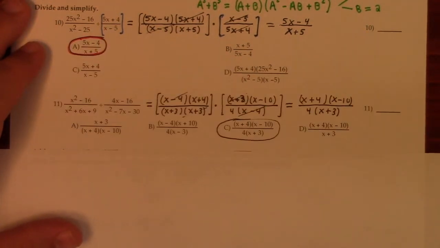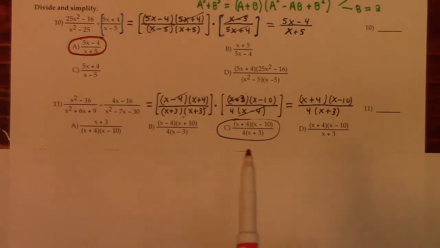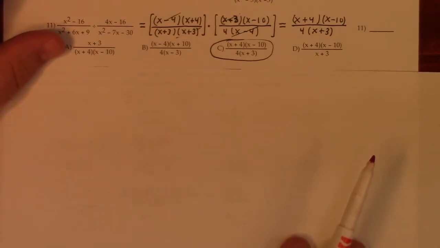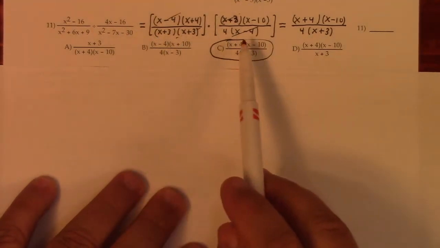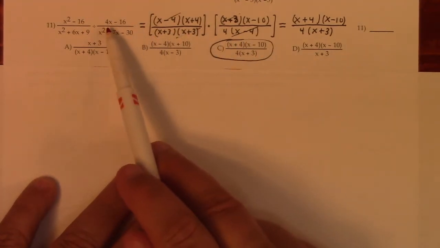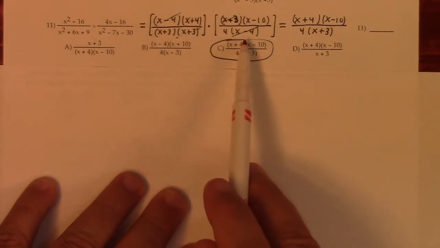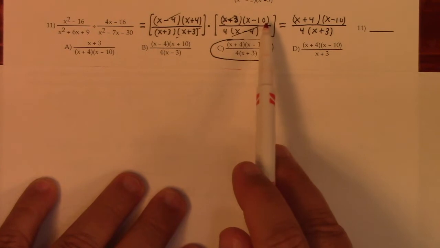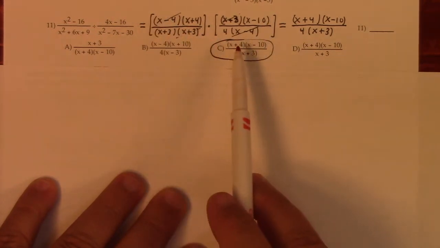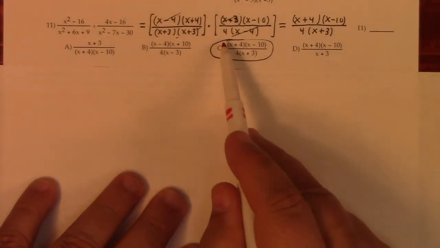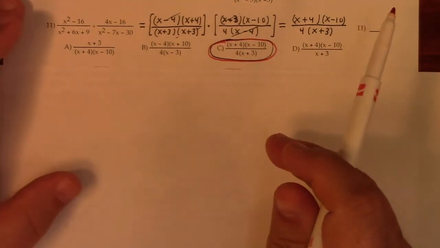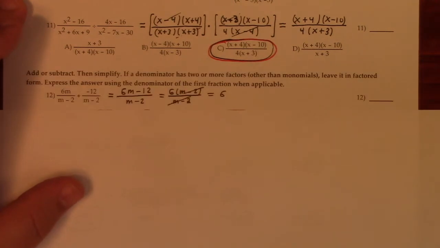Next up, number 11. Same song and dance. We're dividing by that fraction, right? So to divide, we multiply by the reciprocal. I went ahead and factored a 4 out of the 4x minus 16, and I factored x squared minus 7x minus 30 into x plus 3 times x minus 10. X minus 4's cancel, and you're left with C as your answer. So again, to divide by a fraction, we could multiply by the reciprocal.